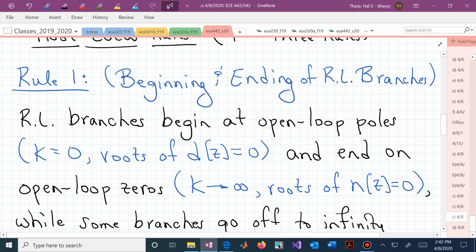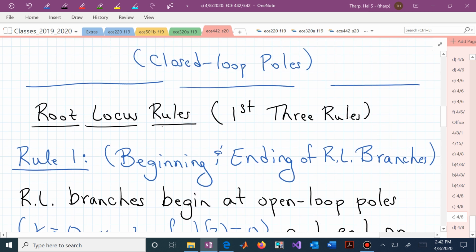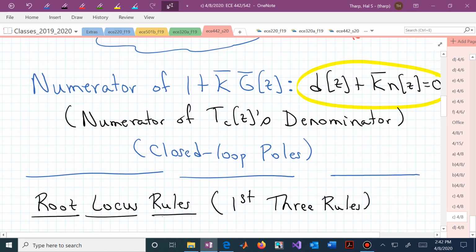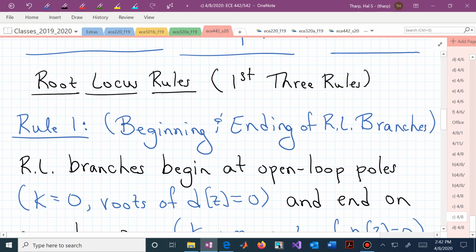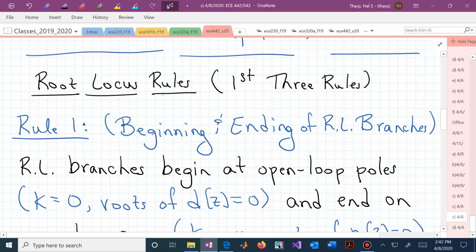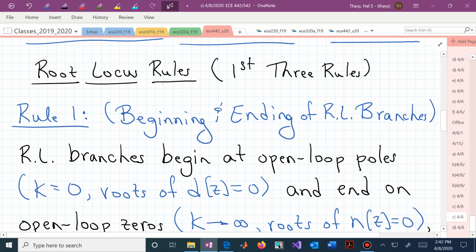The root locus branches. And how many branches of the root locus do we have? We have as many branches as there are roots of d of z. If d of z is 5th order, we would have 5 branches. We would have 5 beginning locations of our root locus diagram. We start at the poles. The root locus branches begin at our open loop poles, and the open loop poles are those values of z that cause d of z to equal 0.